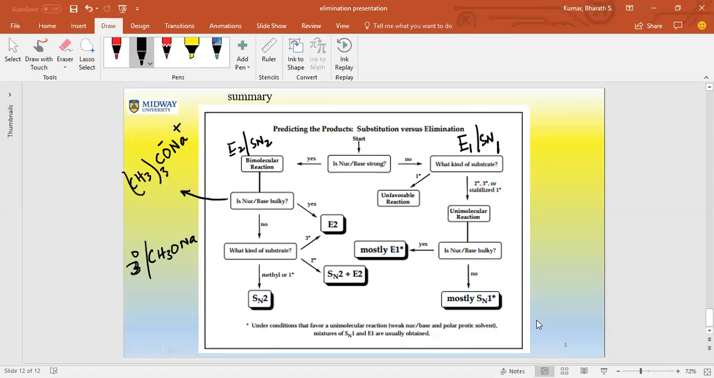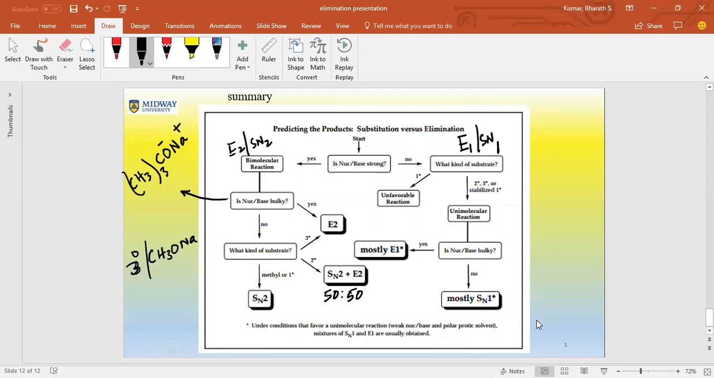If the substrate is secondary, then you have a 50-50. Okay? Say the substrate is primary, then a strong base can only result in an SN2. Okay? You are on this side now.